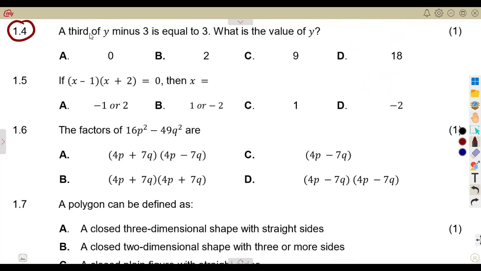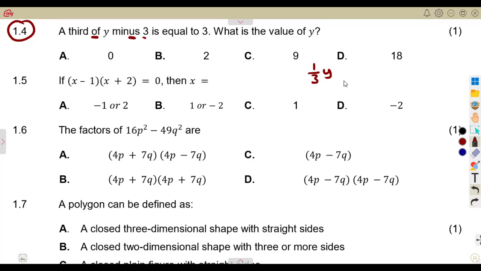1.4, a third of y minus 3 is equal to 3. What is the value of y? They're saying a third of y. Remember, of means times. So a third, that's 1/3 times y. A third of what? Of y. So you can just write it like this, a third y.